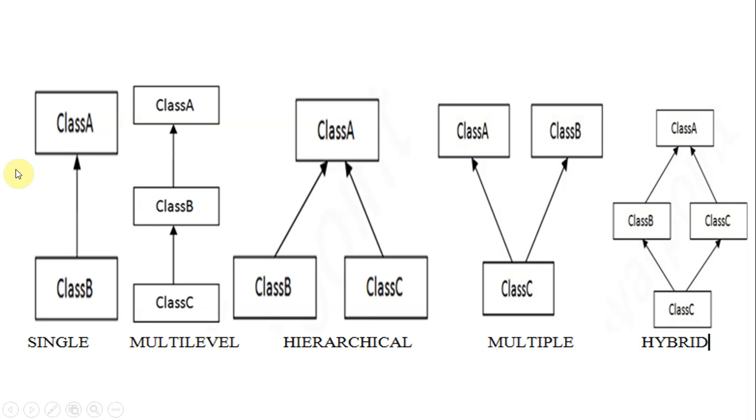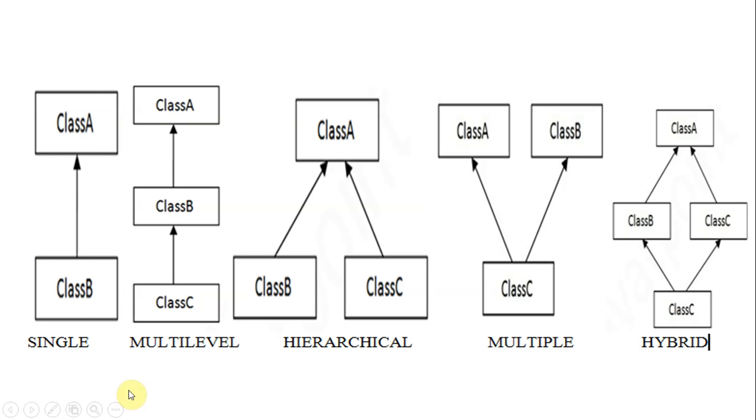So class A, class B. For one parent, one child, that is called a single inheritance. For one parent, one child, that is called a single inheritance.